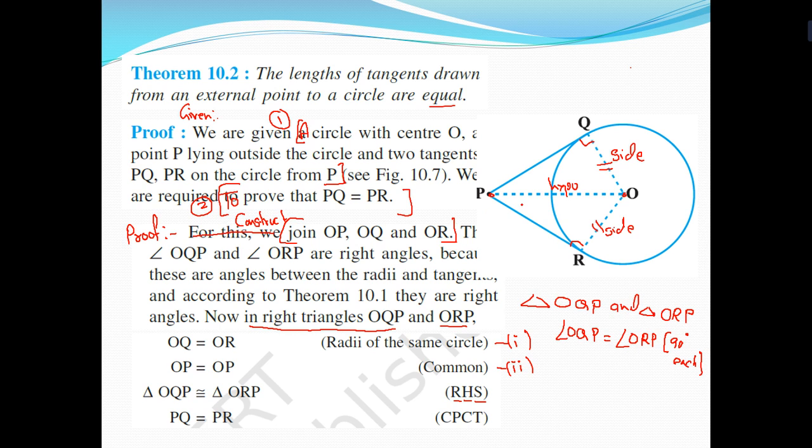When two triangles are congruent, their corresponding parts are also congruent. So we can say that PQ is equal to PR. This is the most important theorem related to chapter 10. चैप्टर 10 में दो ही थियरम इंपॉर्टेंट हैं, 10.1 एंड 10.2.